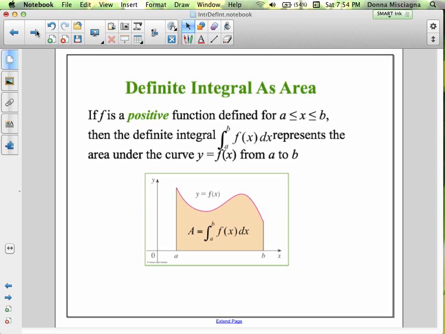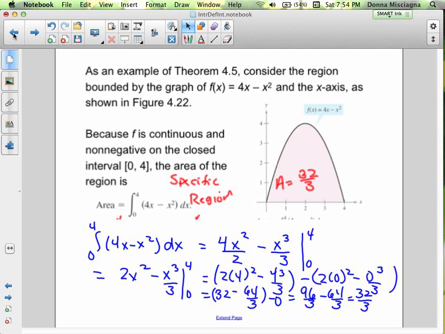Now when it doesn't have any context, there's not much we can do to interpret it, but if this were a velocity function, then that 32 thirds would represent the distance traveled, because the velocity is the derivative of position. So when we evaluate a definite integral, and if it were velocity, what we get is change in position, right?